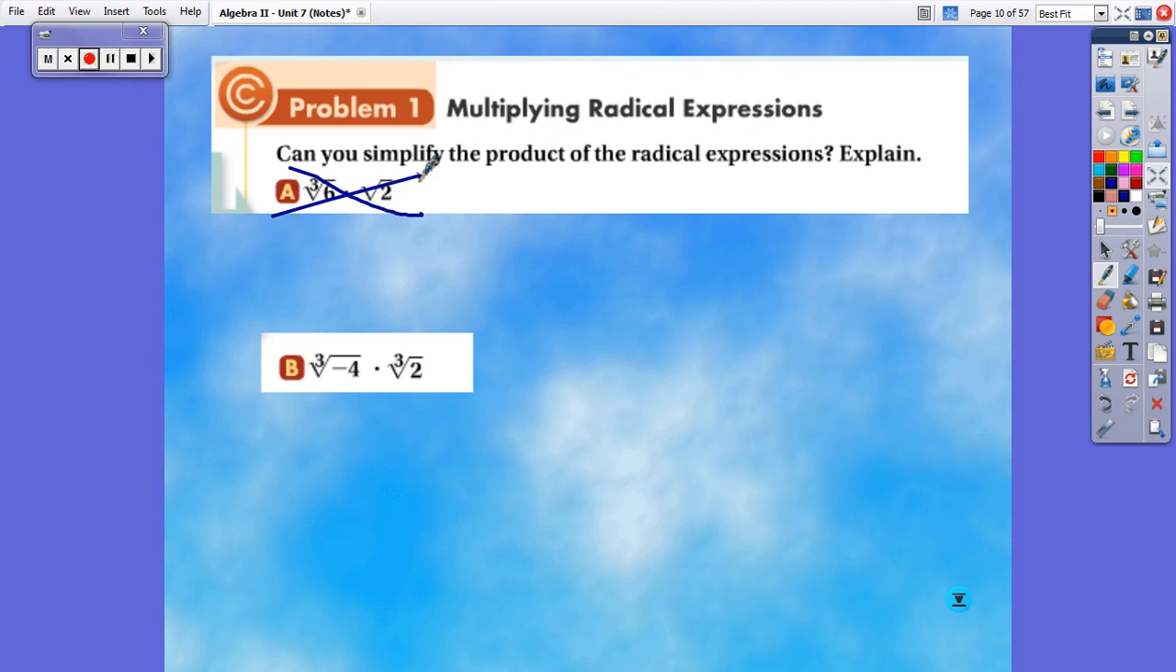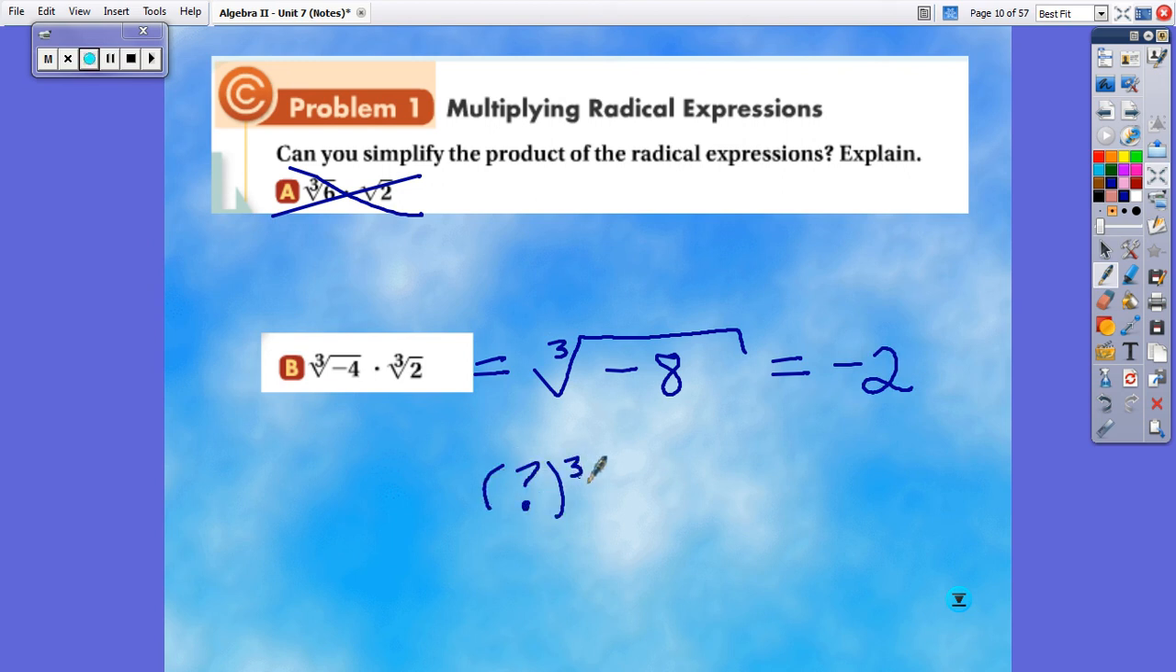In this one, the first thing you look at again is the index, and they both have an index of 3, so that's good. That means that our answer is also going to have an index of 3. And you're just going to multiply both radicands together. So negative 4 times 2 would be negative 8. Well, now you have something that you can simplify. If you're taking the cube root of negative 8, and we've already talked about that, it's going to be negative 2. Quick refresher, remember that you're trying to find some number raised to the third power that's equal to negative 8, and negative 2 raised to the third power is equal to negative 8.